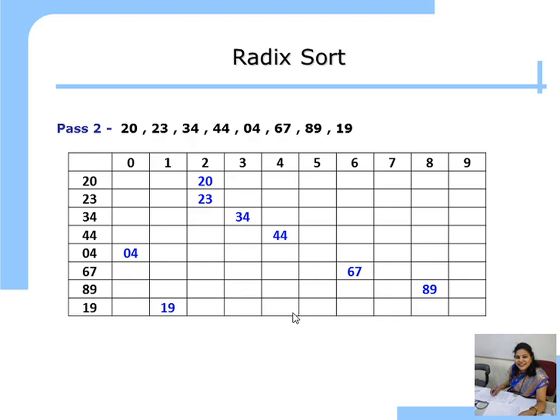After putting all the numbers into the appropriate buckets, we again recollect all the numbers from bucket 0 to bucket 9. So we get the output 4, 19, 20, 23, 34, 44, 67 and 89. So this is the sorted order of our problem: 4, 19, 20, 23, 34, 44, 67 and 89. Since this problem requires only pass 2, after pass 2 you get the sorted order.